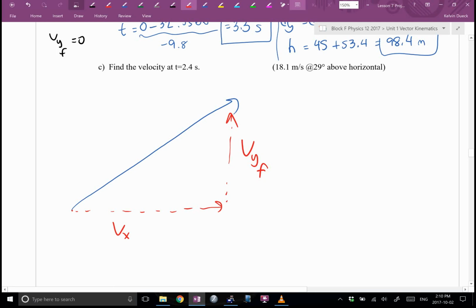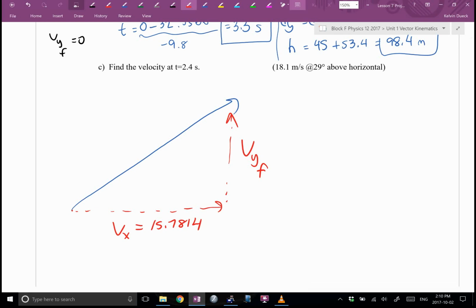And I called this Vy final because this is the end of our trip. Ooh, one of these I know already. I know Vx. How big is Vx? Because it never changes, and we've got it in our t-table somewhere. 15.7814? Vy final.